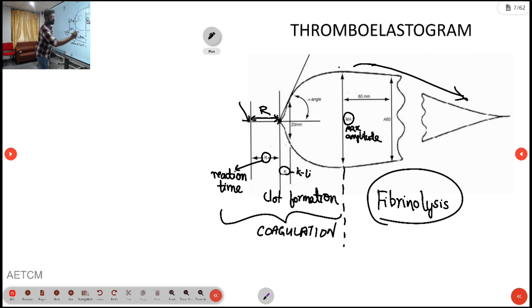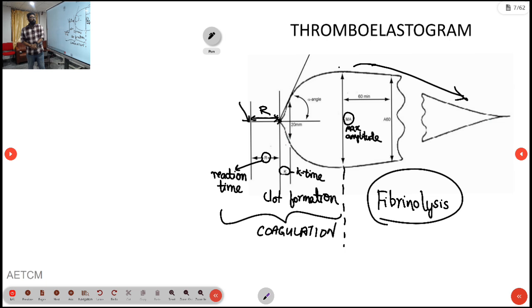So K is basically kinetic. That is the time taken to achieve a certain level of clot strength. Yes, that is K time. So R is basically the time of latency from the start of the test to the initial fibrin formation. And K is the time taken to achieve a certain level of clot strength.